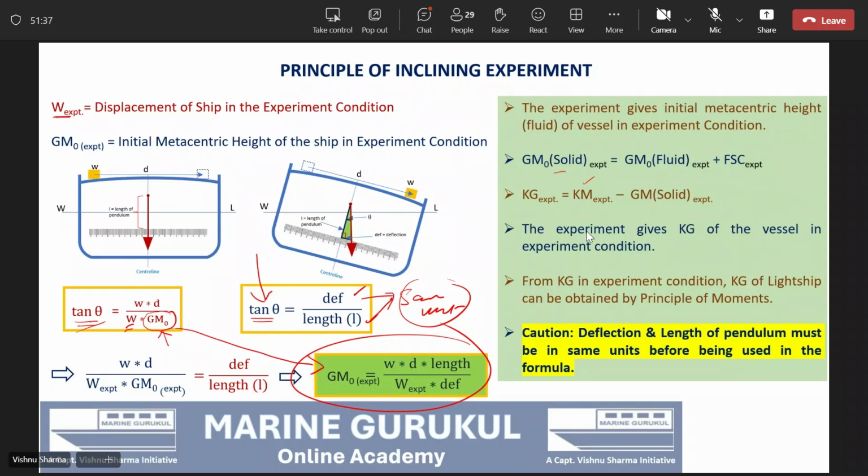Okay, guys. So the principle of the inclining experiment is clear, and the formula, please remember the formula, you will need it for questions. Okay. We continue.